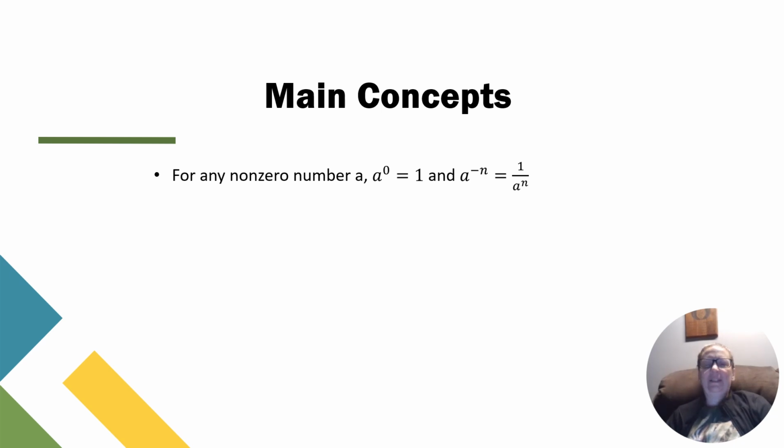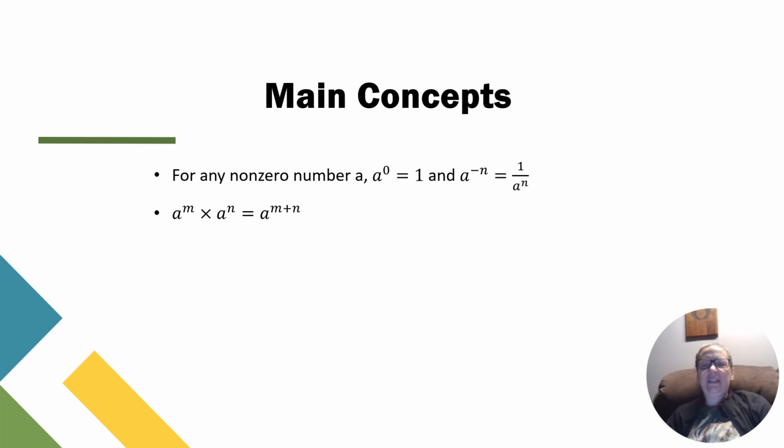So a to the negative 2 is 1 over a squared. Sorry, I misspoke a little bit there. Apologize.